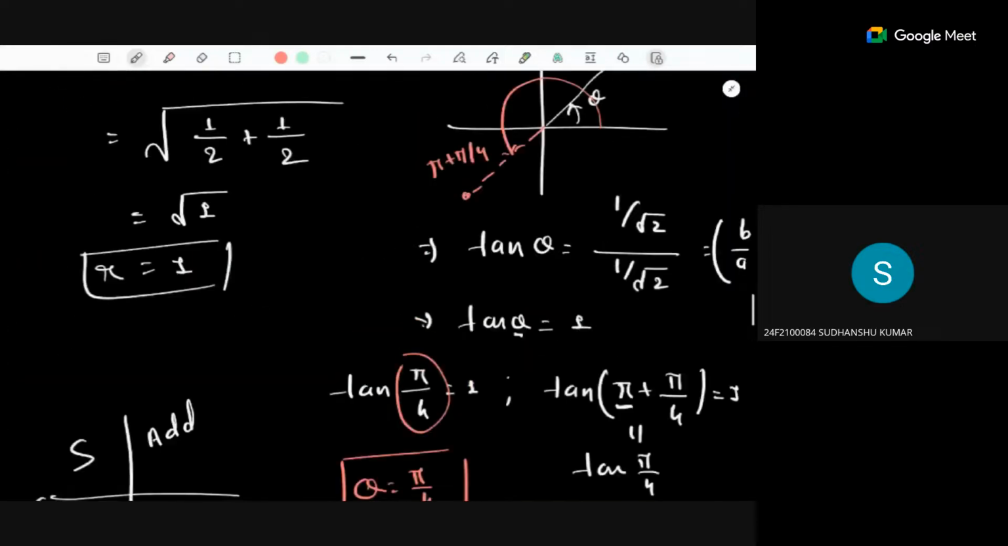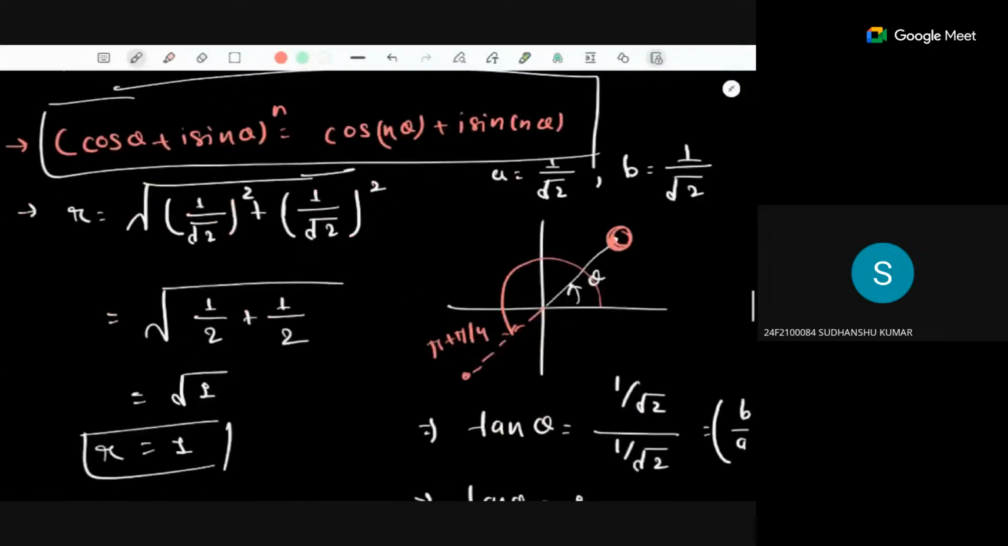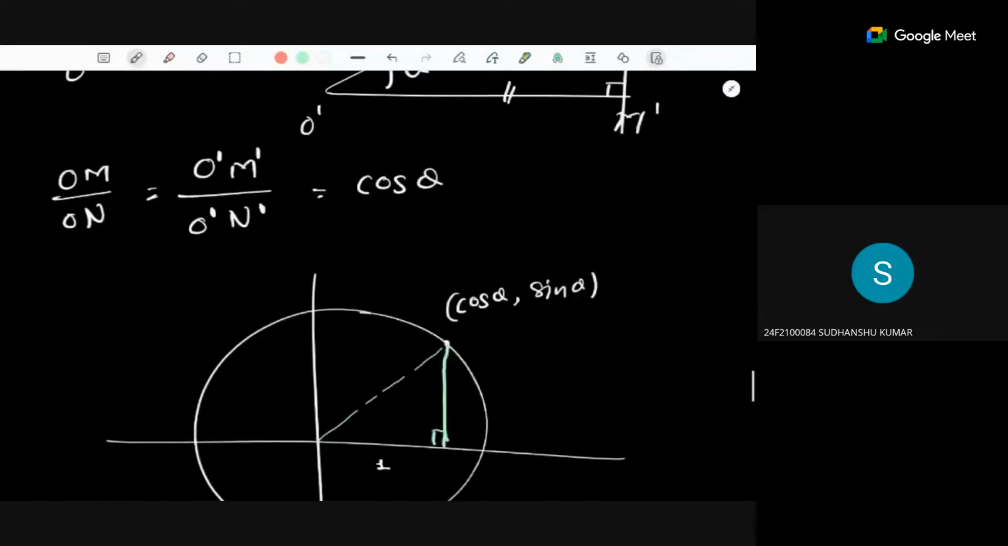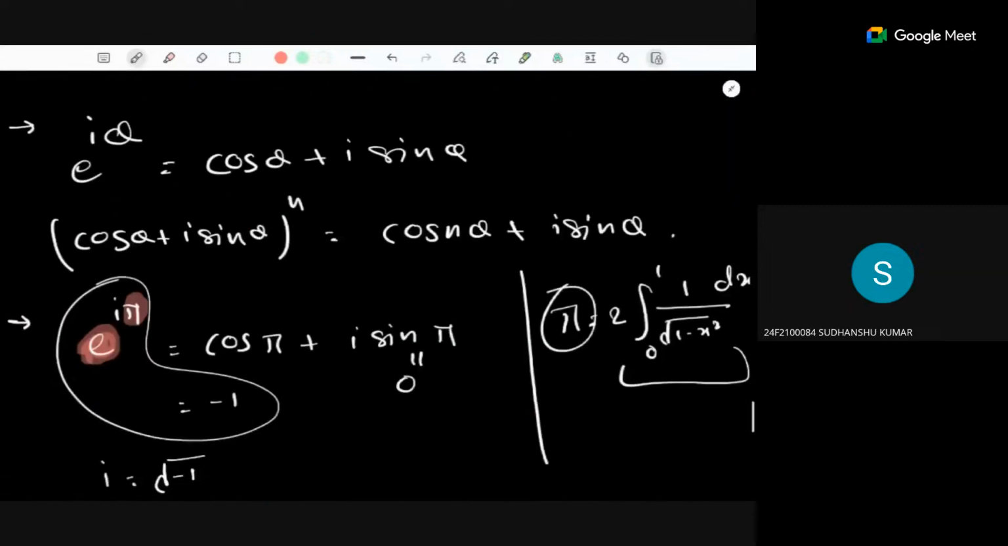Okay, so that's all from week 10. It particularly includes the trigonometric functions and the complex numbers. So that's all we have in week 10. Let me see if I have left any topic.